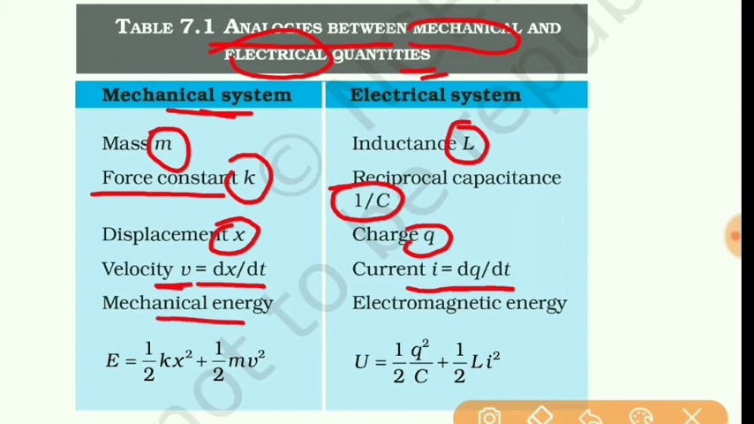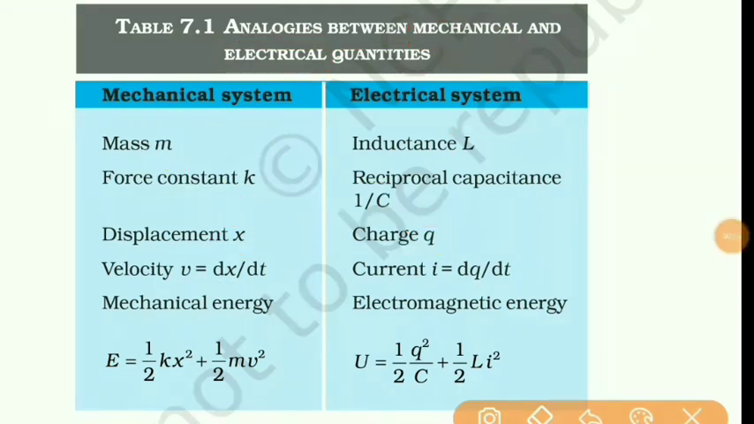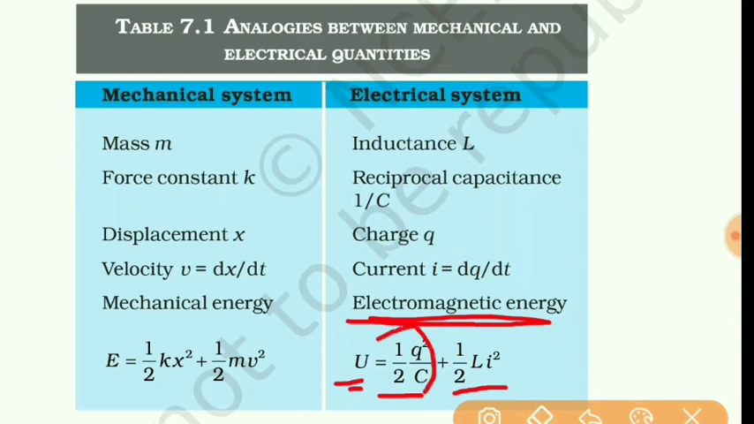Finally, mechanical energy, that is total mechanical energy, is given by half of kx square plus half of mv square. Similarly, in electric system, the total potential energy is half of q square by C plus half of L i square, and this is nothing but electromagnetic energy, because this energy is related to electric field associated with capacitor and magnetic field associated with inductor.